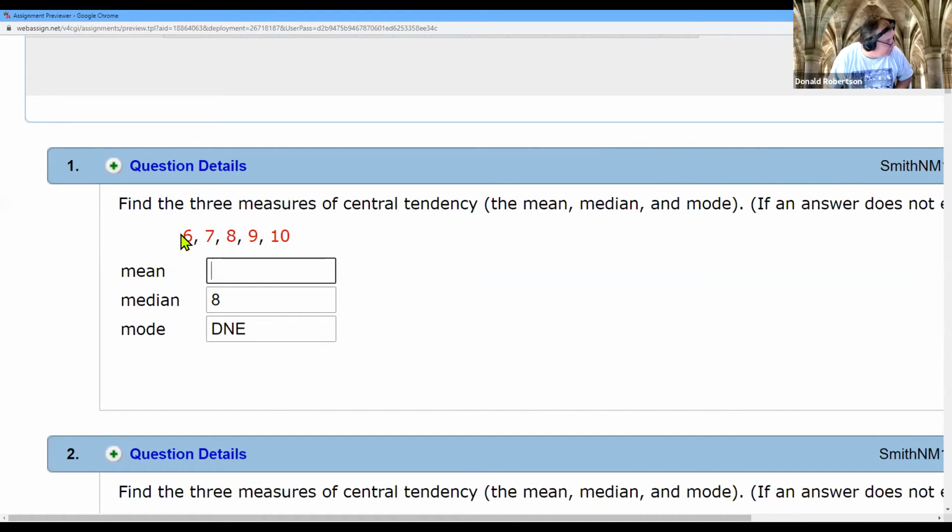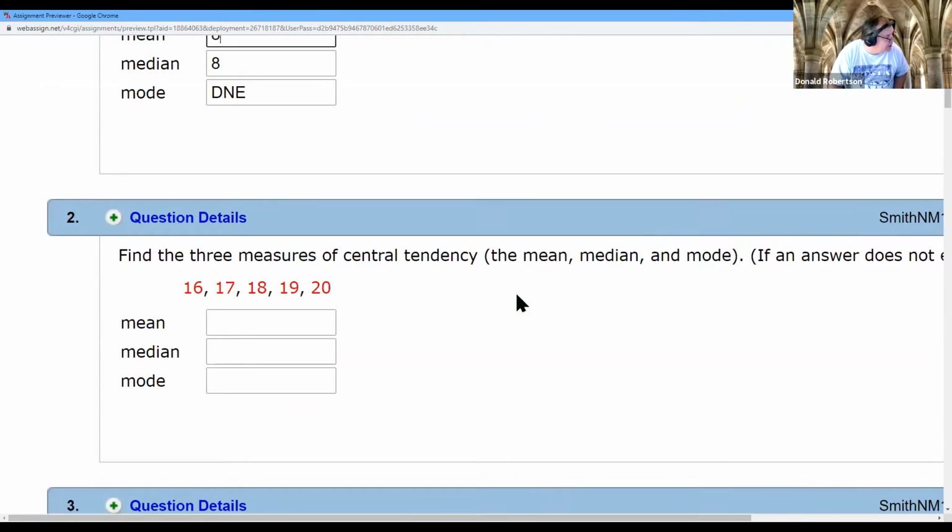Now if I wanted to get the mean, isn't that a small enough data set that I could just do it by hand? I don't need to do all that in buttons. I should be able to do it in my head. So 6 plus 7 is 13, 21, 30, 40, 40 divided by 5. Oh, 8.